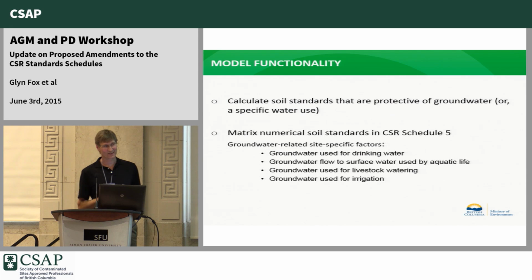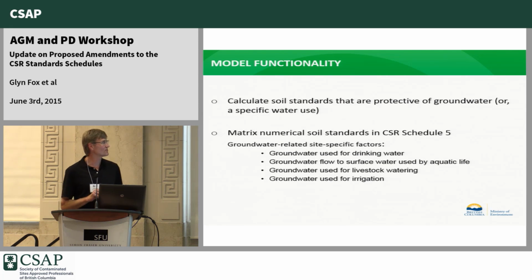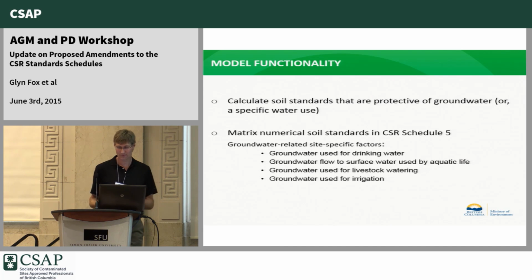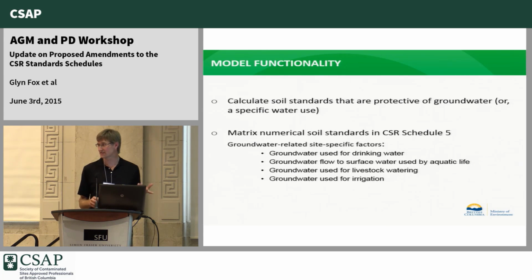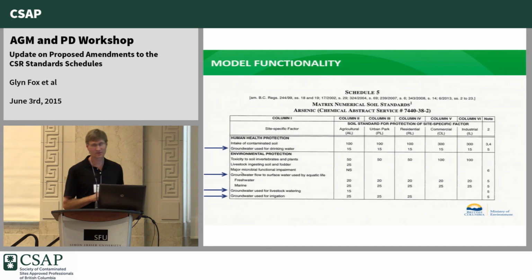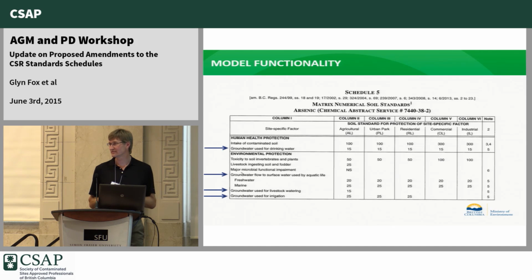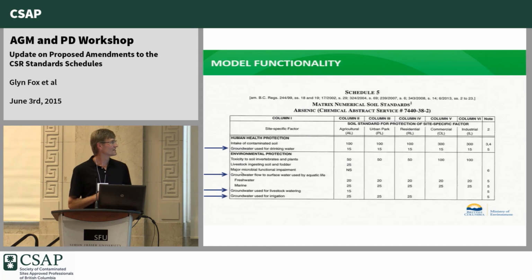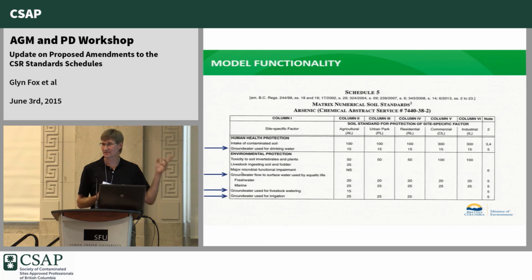So to repeat, we want to calculate soil standards protective of groundwater for a specific use. Where do we find this stuff? These are what show up in Schedule 5 for all the water use pathways. We know in Schedule 6 we've got four water uses. Heather's gone through those, Glenn's talked about it, you all know those. When you look at Schedule 5, these are the pathways we're talking about. Glenn talked about toxicology earlier, worms and lettuce, intake from a human health perspective. So we're using the model to calculate standards for these four pathways.